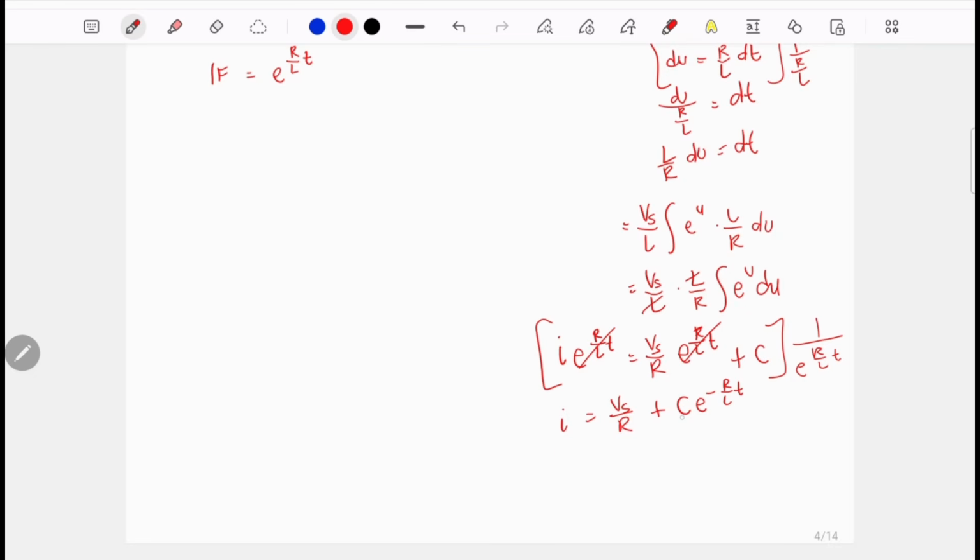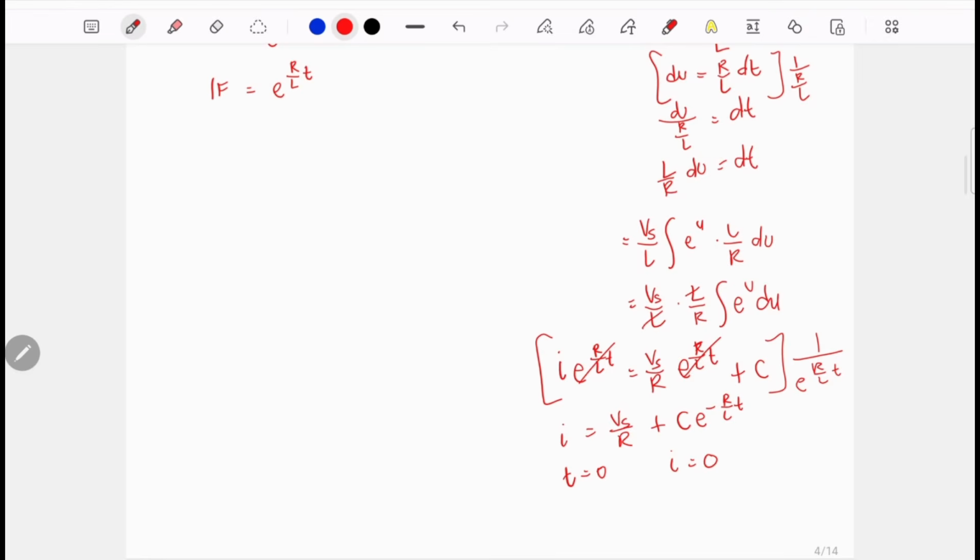So this time we will apply the time equal to 0. At t equal to 0, the circuit is still open, so the current is equal to 0. So what is the current when the time is 0? I is 0. Then V sub s over R plus what is our time? Time is 0. 0 times negative R over L is 0. e to the 0 is 1. 1 times c is c. Then transpose c equals negative Vs over R.